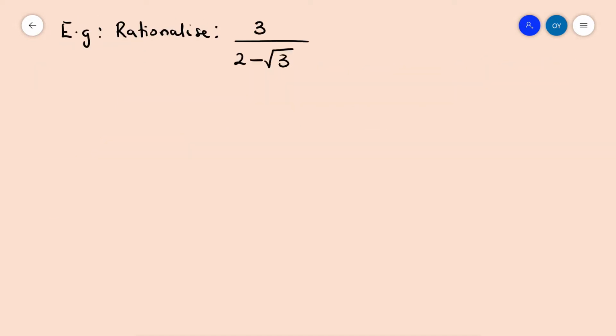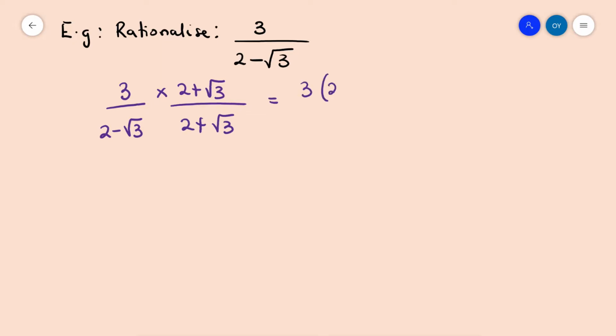An example here is to rationalize 3 over 2 minus root 3. So we have 3 over 2 minus root 3. We multiply by 2 plus root 3 over 2 plus root 3. So this becomes 3 bracket 2 plus root 3 divided by 2 minus root 3 multiplied by 2 plus root 3.